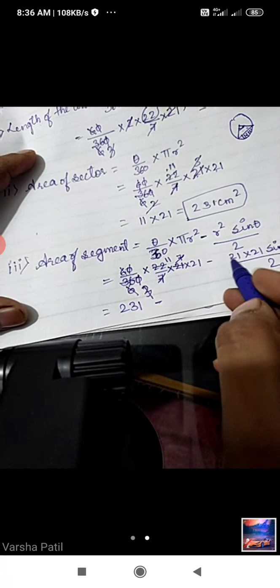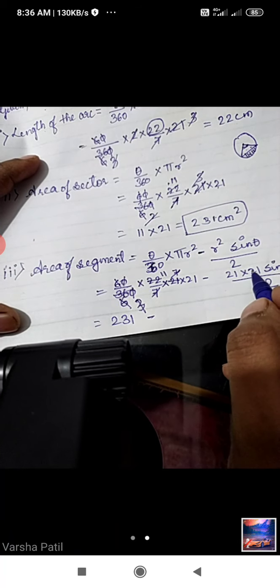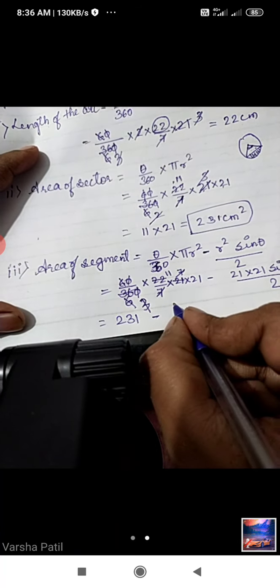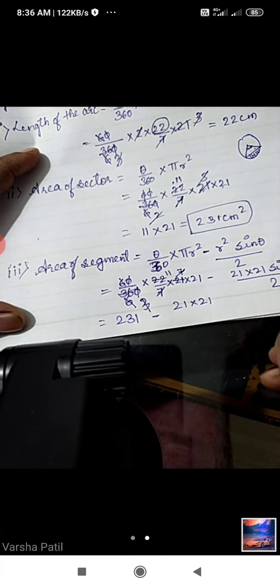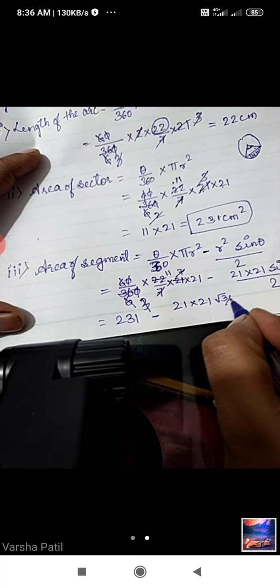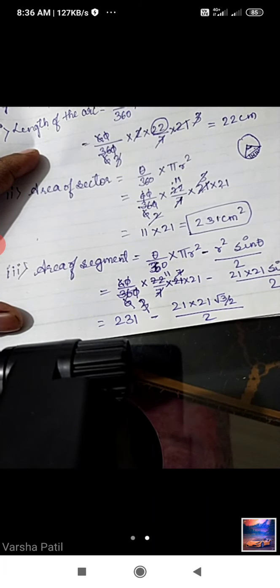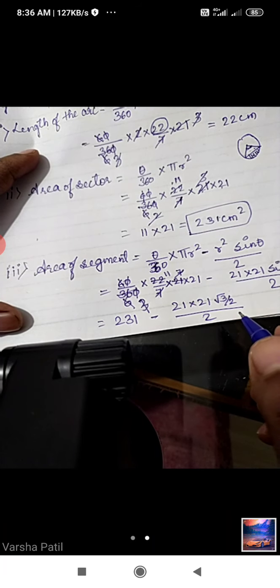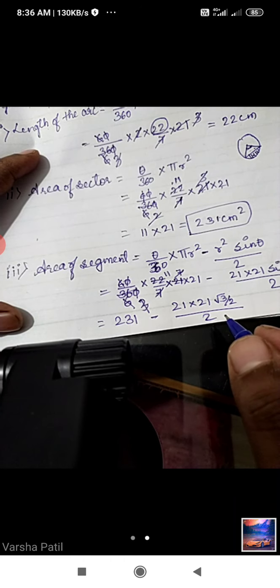And minus, tell me for this, what is remaining? 21 into 21 is there. Let me write it. And sine 60 is root 3 by 2, whole divided by 2. Correct? Now, tell me the solution for this.